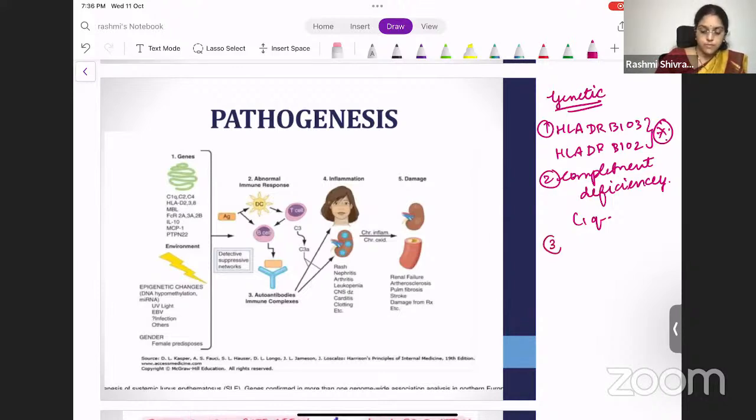Then female gender. So these are some of the important genetic factors which predispose the patient to develop SLE or systemic lupus erythematosus. Now moving on to the environmental factors.